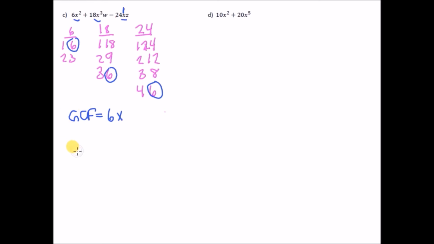So what we'll do now is take this entire equation. So we have 6x squared plus 18x cubed w minus 24xz. And we're going to divide each term by 6x.